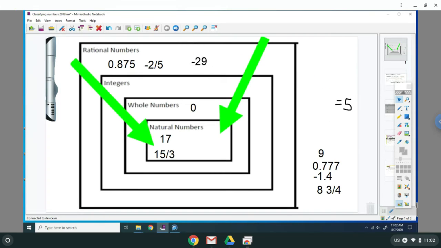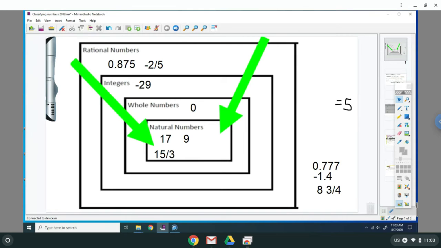Now we have negative 29. So negative 29 becomes a rational number. Since it's not a fraction nor a decimal, it gets to go down to an integer. Okay, so it's an integer. It's trying to see if it can become a whole number. Well, it can't become a whole number because it has a negative. Since this is a negative number, it gets to stay with integer. So negative 29 is just an integer and rational. Now we're going to try the number 9. 9 is rational, is an integer because it's not a fraction or decimal, is a whole number because it's positive, and is a counting number because it's not 0. So 9 is natural, whole, integer, and rational.